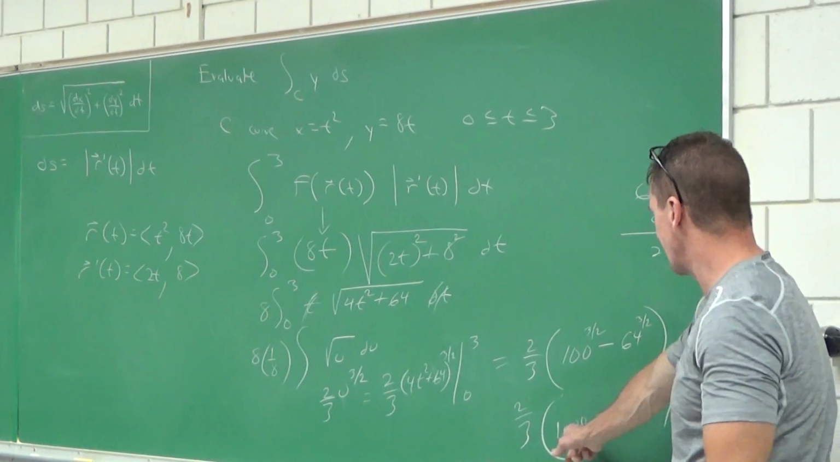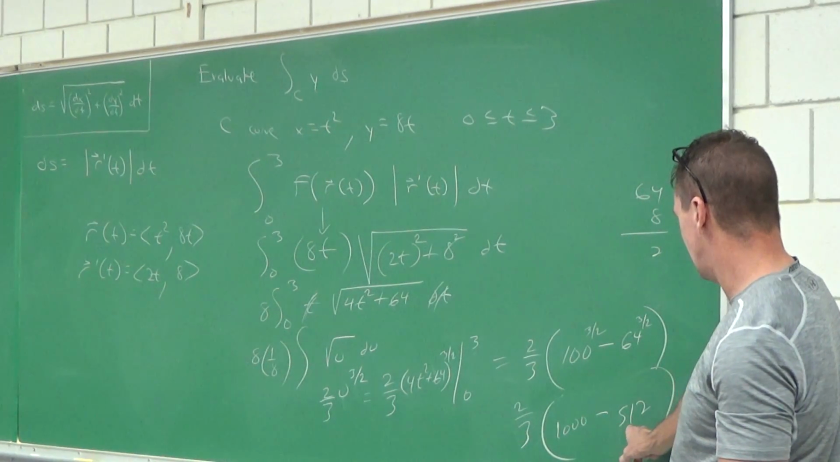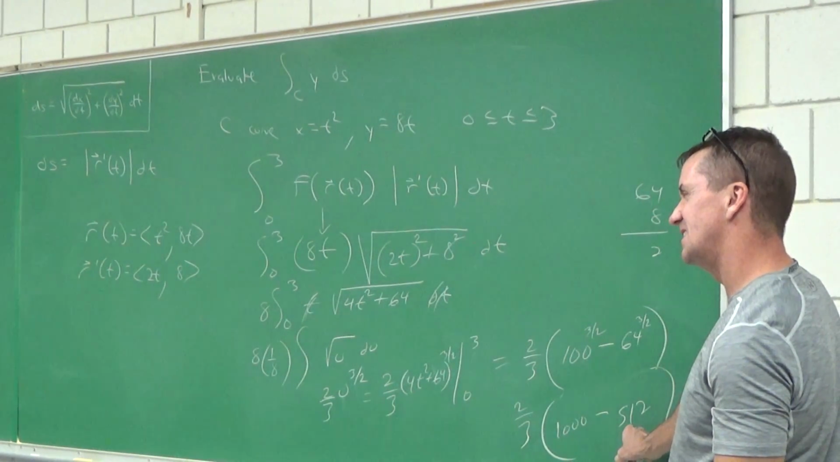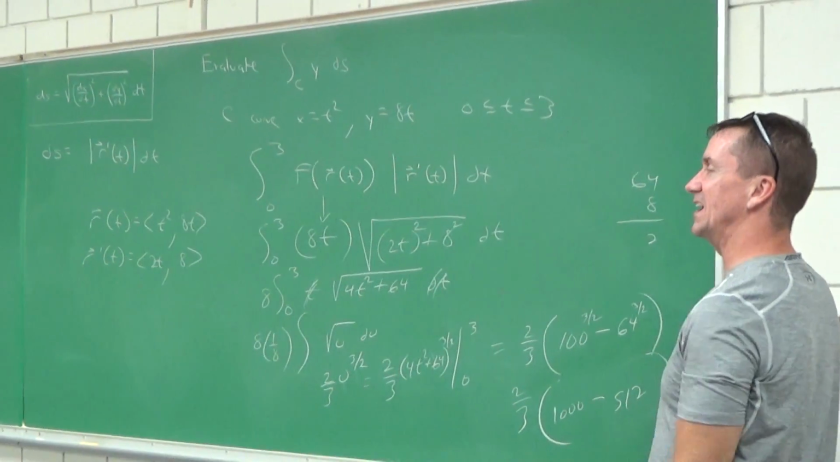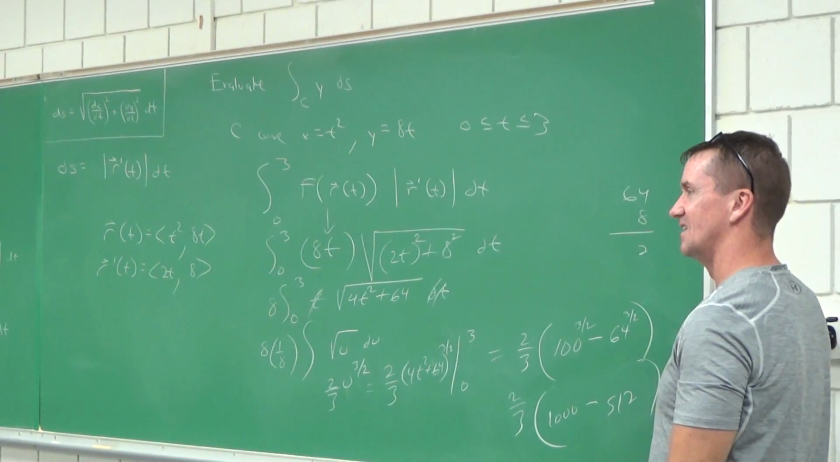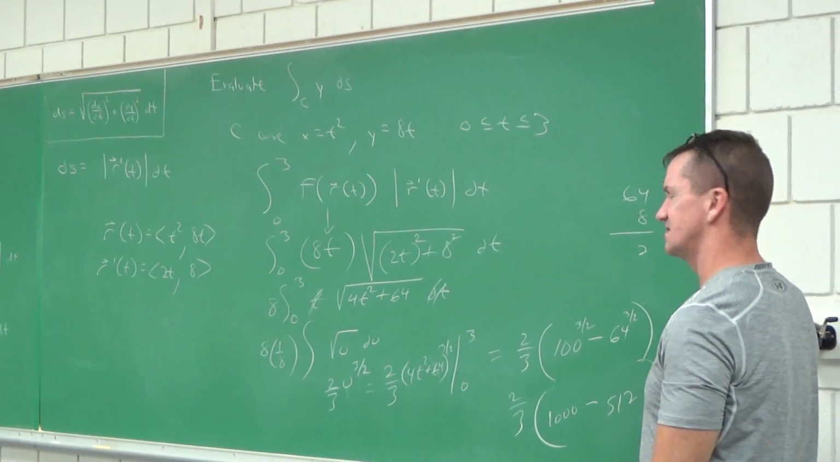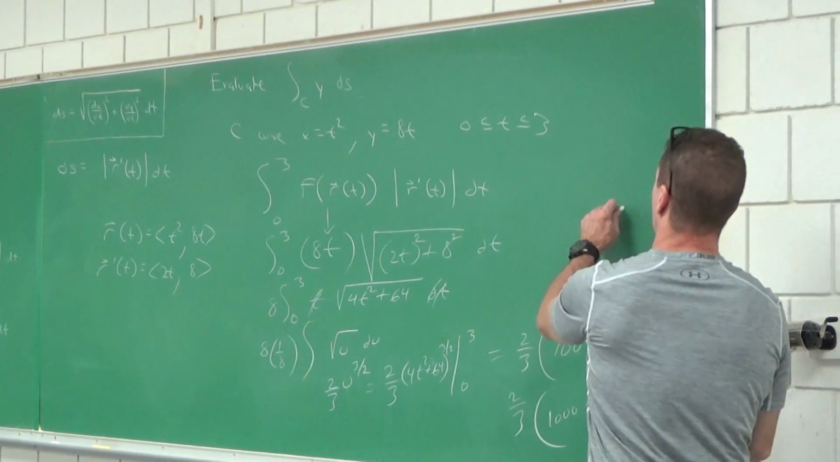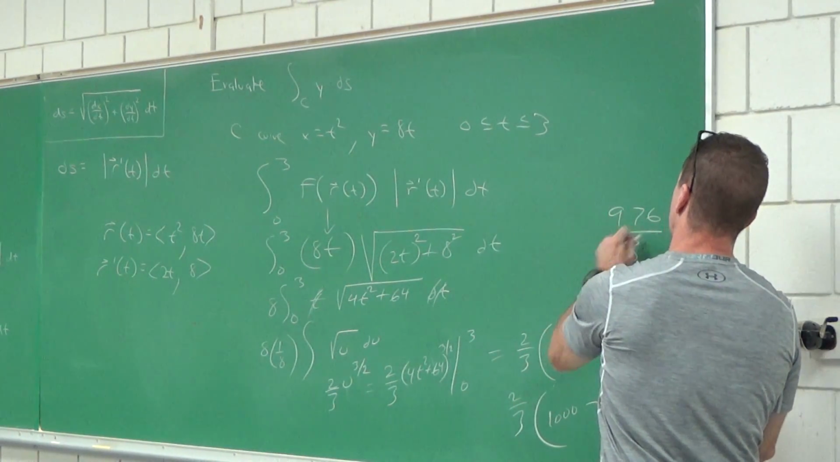So what is 2/3 of 488? What's twice 488? I'll put a 3 underneath it. 976? Yeah. There you go. I'll put 976 over 3.